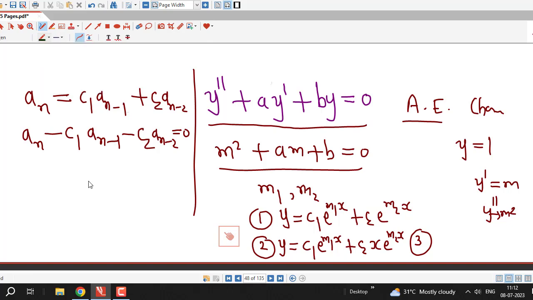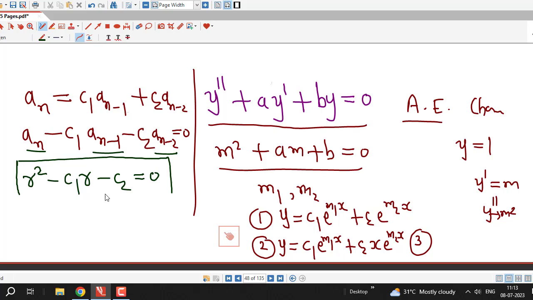So the same story is here. First we write the characteristic equation. Here this is a recurrence relation of degree 2, so we write the characteristic equation as r squared minus c1 into r minus c2 equal to 0. This is also a quadratic equation in the variable r, and it has two roots, r1 and r2. If r1 and r2 are different, we write the solution as alpha 1 into r1 raised to n plus alpha 2 into r2 raised to n.